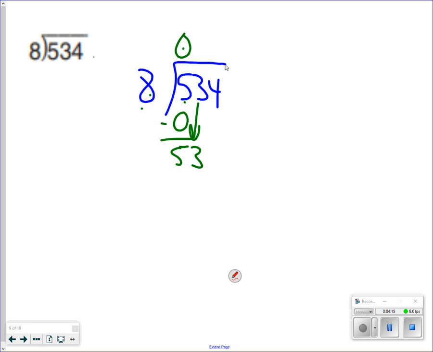How many 8s can go into 53? I want to get as close as I can, and the nice thing is I'm never going to go above 9. 8 times 9 would give me an answer of 72. That's way too high. 8 times 8 is 64, too high. 8 times 7 is 56, too high. 8 times 6 gives me 48. That's where I'm going to have to go. I'll put a 6 here. I'll put a 48 right there.